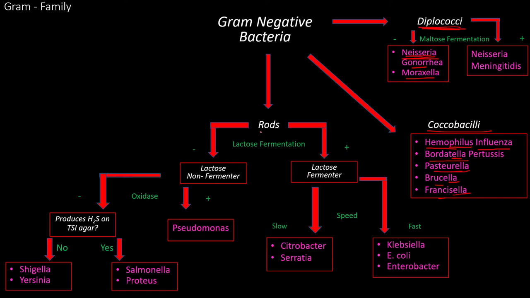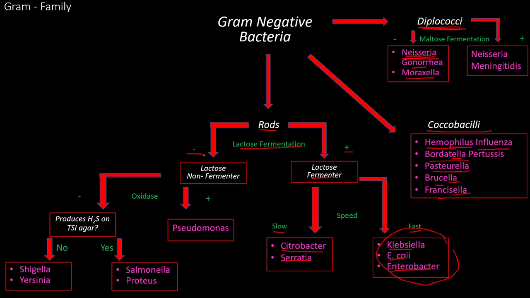Rods. This is where it gets a bit complicated. Gram-negative rods have many different variations. The first test you do is to test for lactose fermentation. Does it form lactic acid or not? If it does form lactic acid, then you look at the speed of formation. If it's a fast fermenter of lactose, it can either be Klebsiella, E. coli, or Enterobacter, the key family. If it's slow fermenting, it does ferment, but pretty slowly, it can either be Citrobacter or Serratia. These, honestly, if I were you, I wouldn't bother memorizing. You don't see these names very commonly. These, though, you definitely see commonly. This one, not as common.